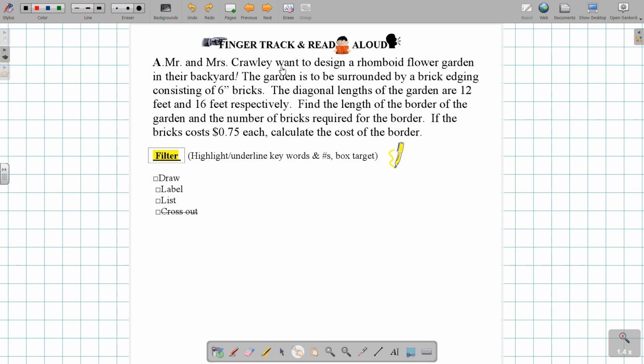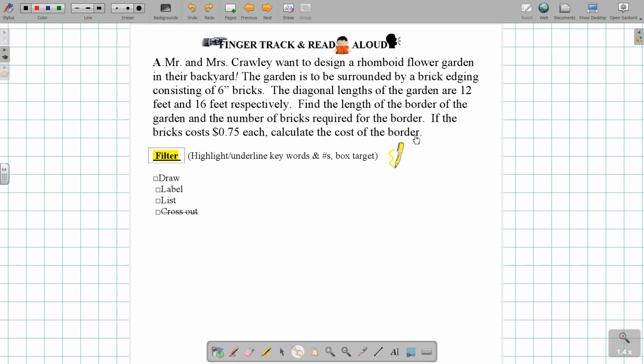Mr. and Mrs. Crawley want to design a rhomboid flower garden in their backyard. The garden is to be surrounded by a brick edging consisting of 6-inch bricks. The diagonal lengths of the garden are 12 feet and 16 feet respectively. Find the length of the border of the garden. Number of bricks required for the border. If the bricks cost 75 cents each, calculate the cost of the border.